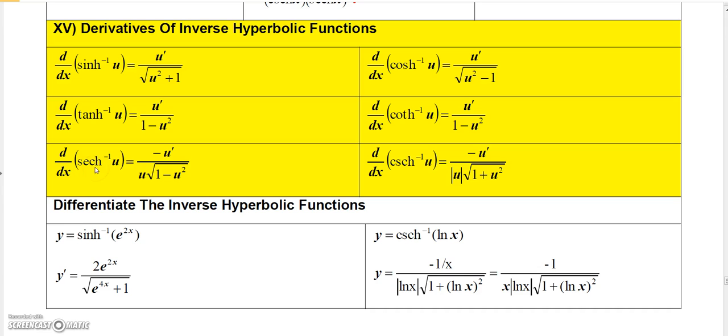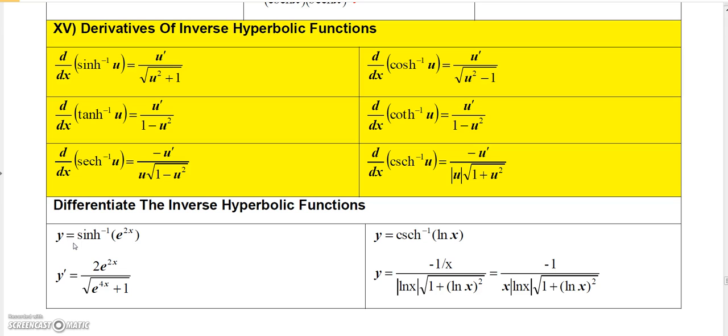And then the inverse hyperbolic secant of u is minus u prime divided by u times the square root of 1 minus u squared. And then the inverse hyperbolic cosecant of u, the derivative would be minus u prime over the absolute value of u times the square root of 1 plus u squared. Now I could do one of these for each of the 6 formulas, but I figure if I do a couple of them, you'll see how to apply the formula.